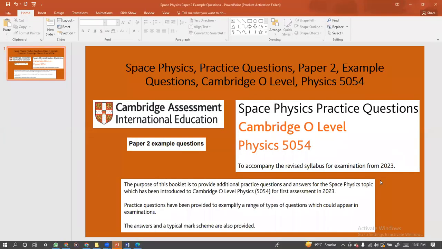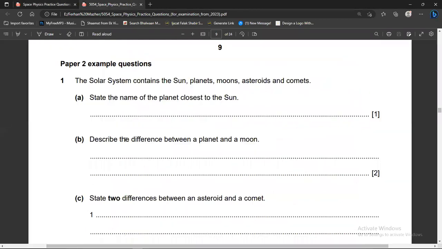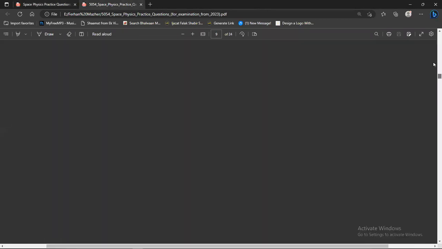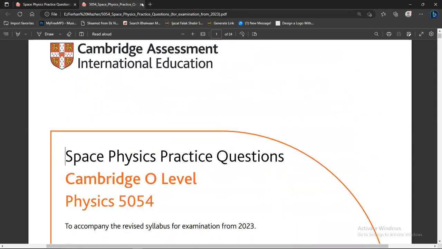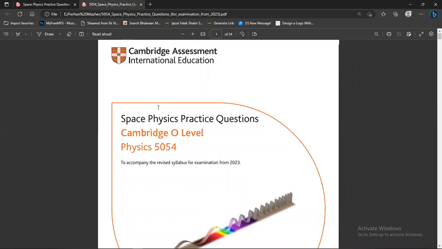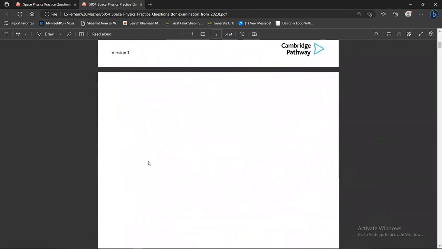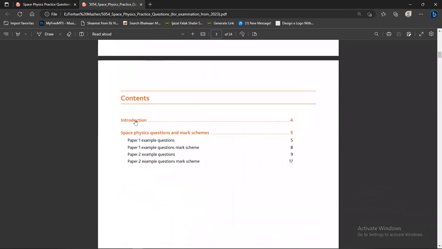Practice questions have been provided to exemplify a range of types of questions which could appear in examinations. So let's start today's. The first question coming up, I can show you the booklet. This is that booklet, and this has been issued by Cambridge. So we are going to do some paper 2 questions today in this video.